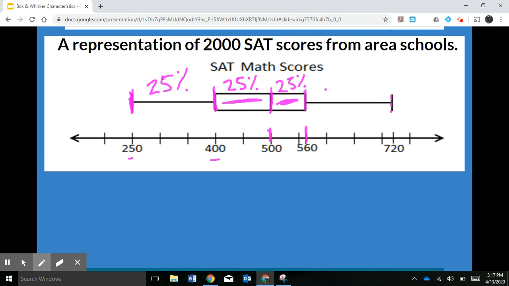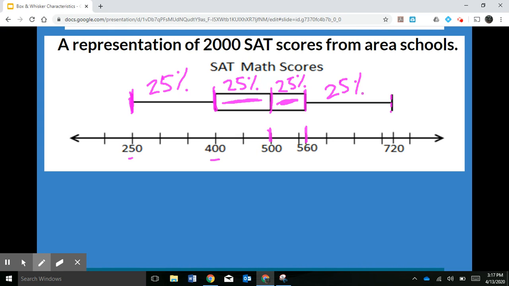And then the last, of course, we have to have 100%. So 25% scored in this section. So 500 people scored from 560 to 720. I don't know specifically. I just know that their scores were between 560 and 720.